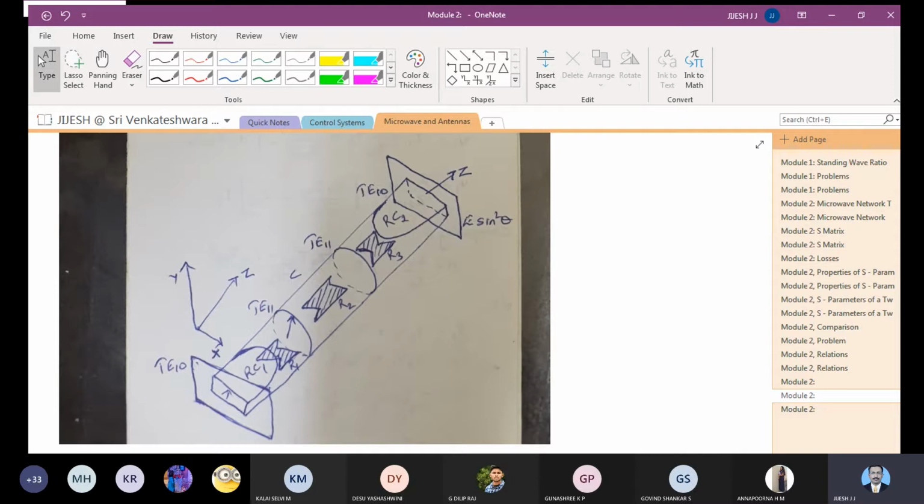So is that completed? Okay, it will take some time. Once you complete it, you just let me know. Okay, draw that neatly. One thing I want to make clear is this portion should look circular.